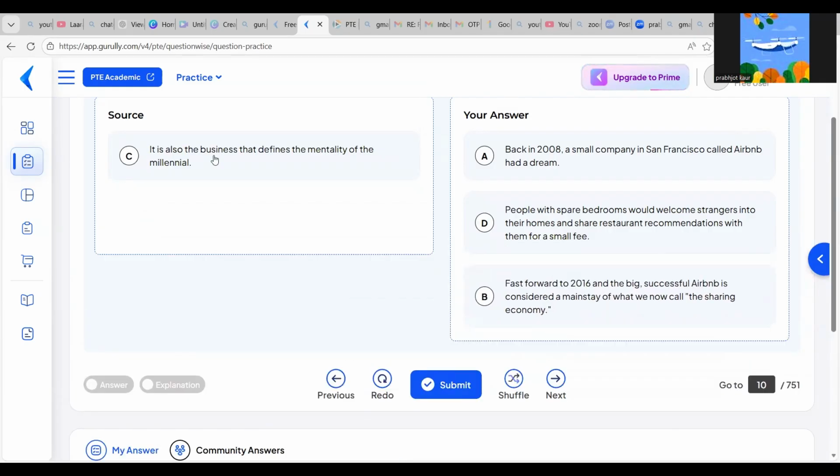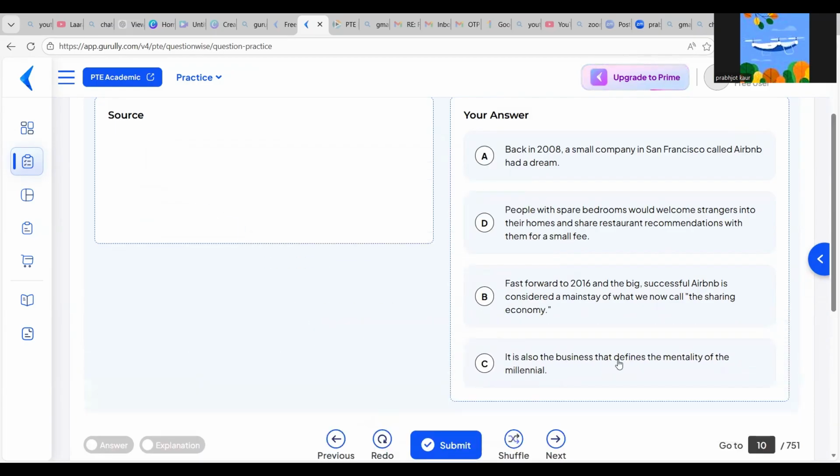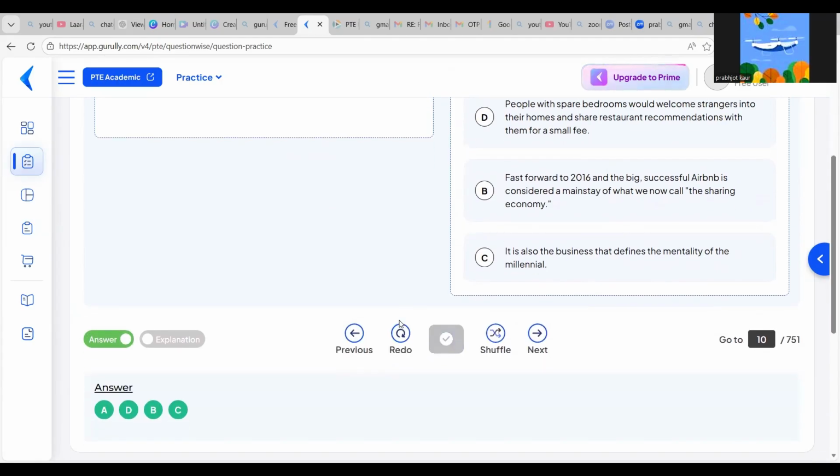It is also the business that defines the mentality of the millennial. So here is the sharing economy. Economy is a business. First of all, the dream is here, and this is the sharing economy, and economy is a business. So these are interlinked with each other. So we should submit and check the answers.